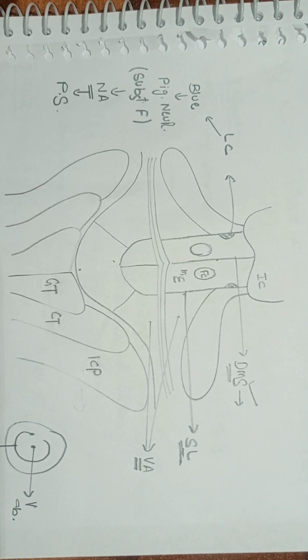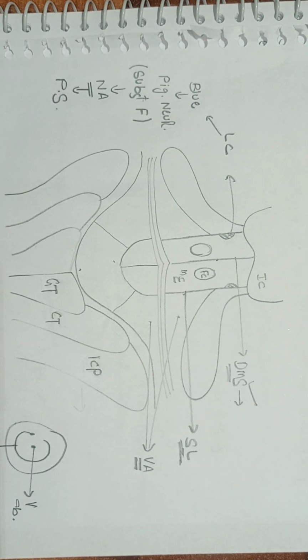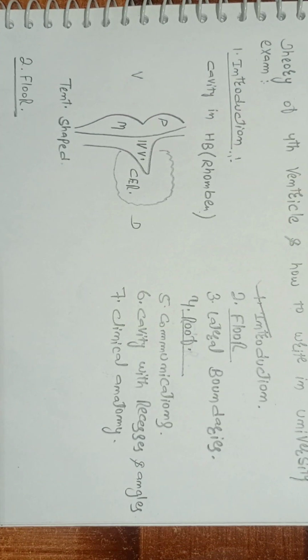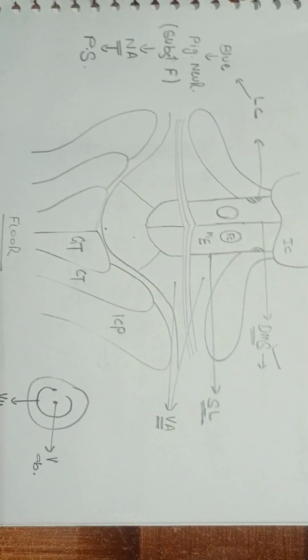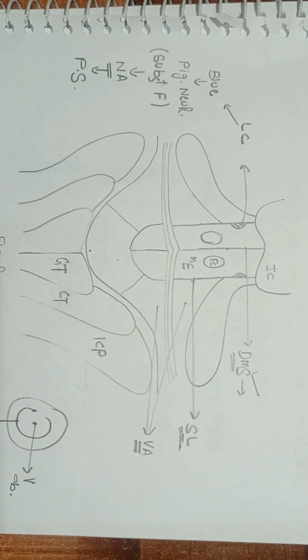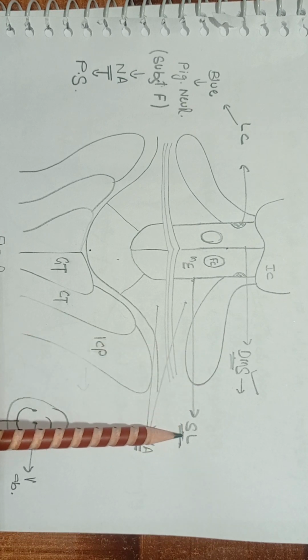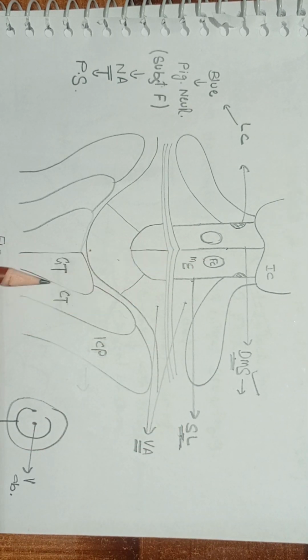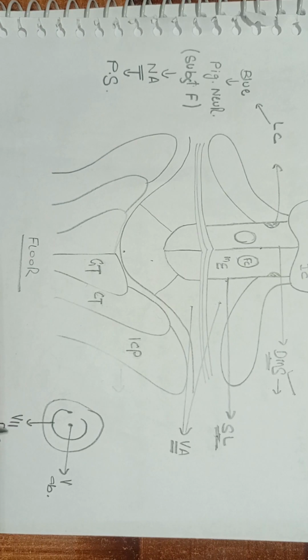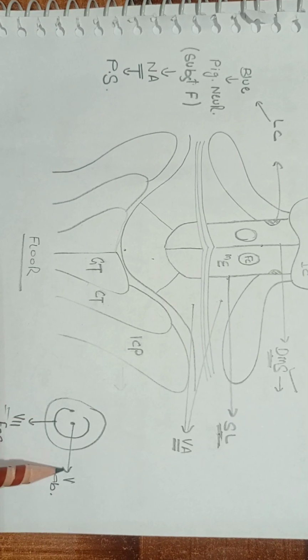So, what will you write in the floor of the fourth ventricle? First, we will draw the diagram that I have already shown you in the first video. Then we will describe some structures. First, we will describe the dorsal median sulcus. Then we will describe sulcus limitans. Then we will describe facial colliculus, a structure deep to which the seventh nerve loops around the sixth nerve.